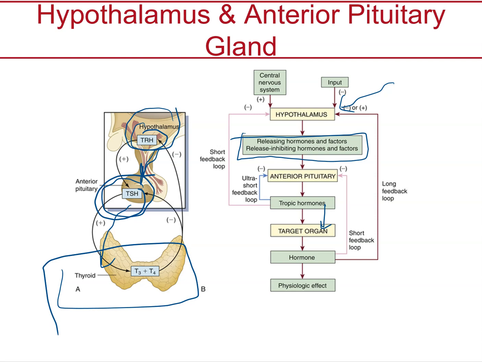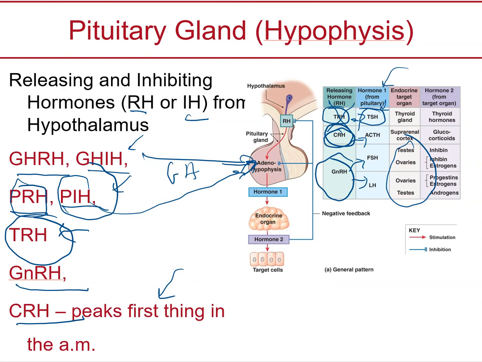So these are also going to use negative feedback because as your final hormone goes up, in this case T3 and T4, it sends feedback back to turn off TRH and turn off TSH. And so you have this system that's in place, or this hierarchy, where you have your hormones from your hypothalamus all going to your anterior pituitary gland and either releasing or inhibiting those hormones from the anterior pituitary gland.